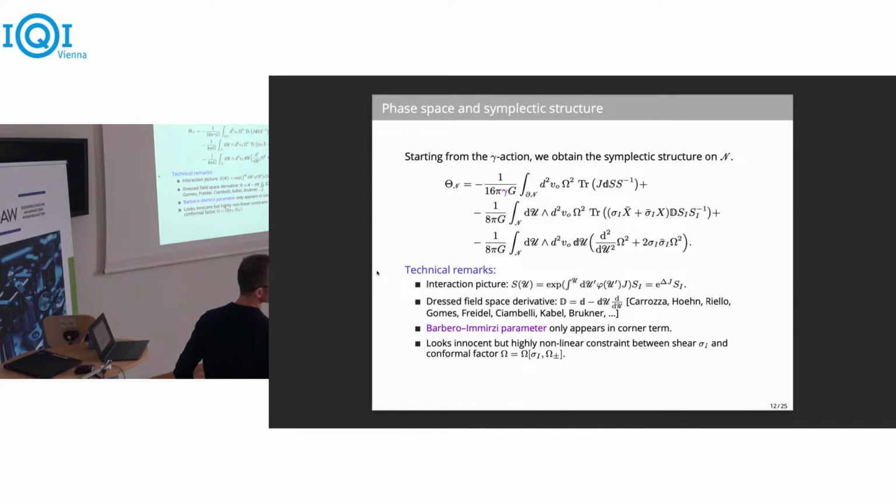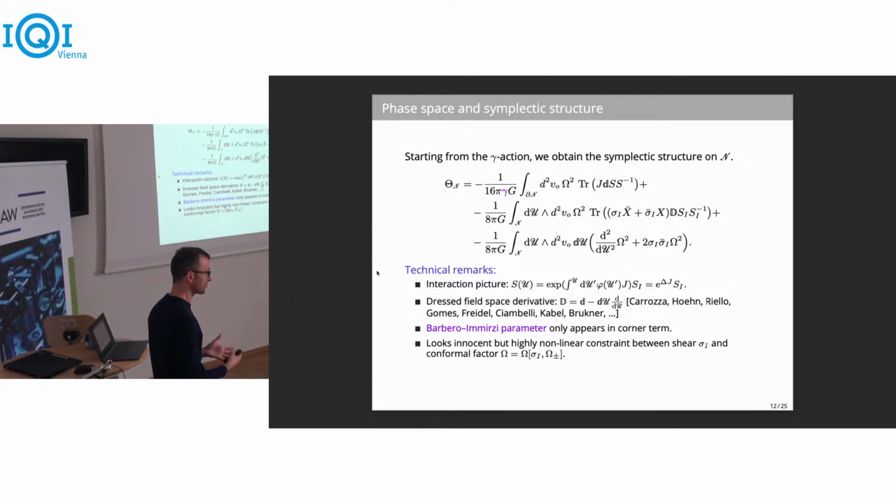It is the ordinary variation minus a diffeomorphism, but only a diffeomorphism along the null rays, so changing the clock. And also note that the Barbero-Immirzi parameter, this additional parameter, appears only in the corner term. This is typical of terms in the action that you can add but do not change the field equations. They only generate corner terms that change your symplectic structure.